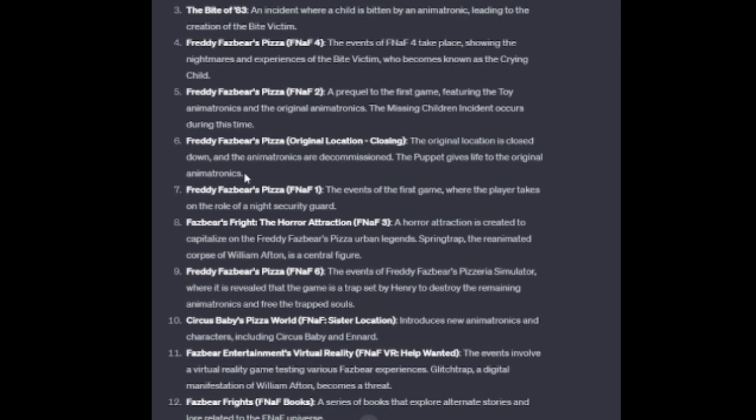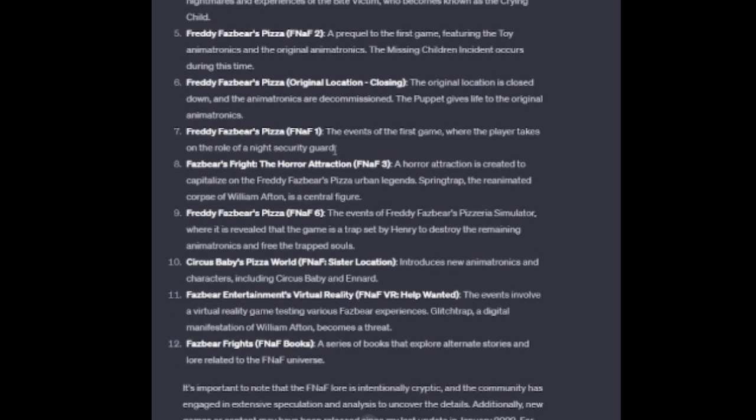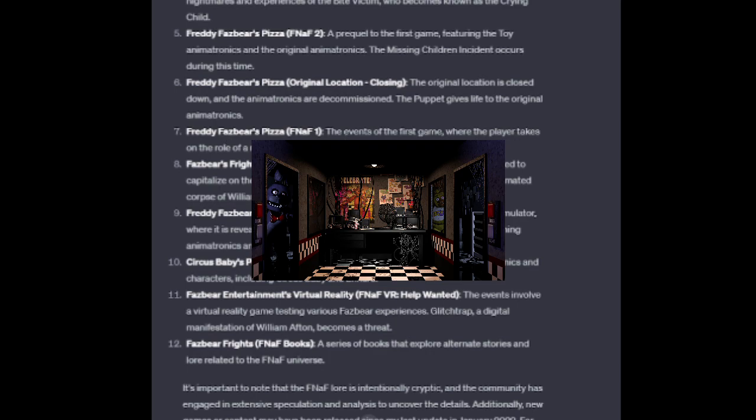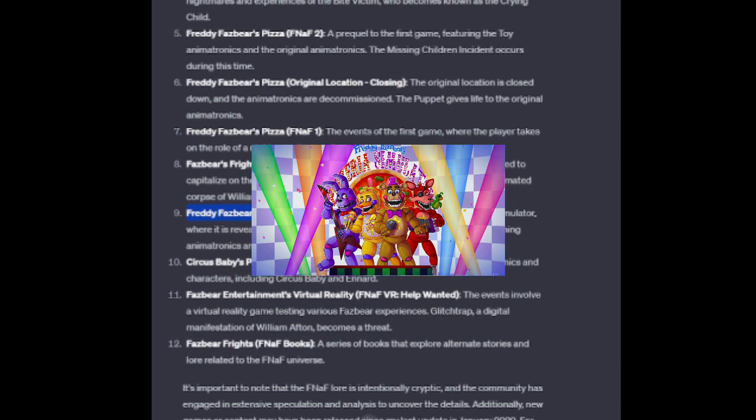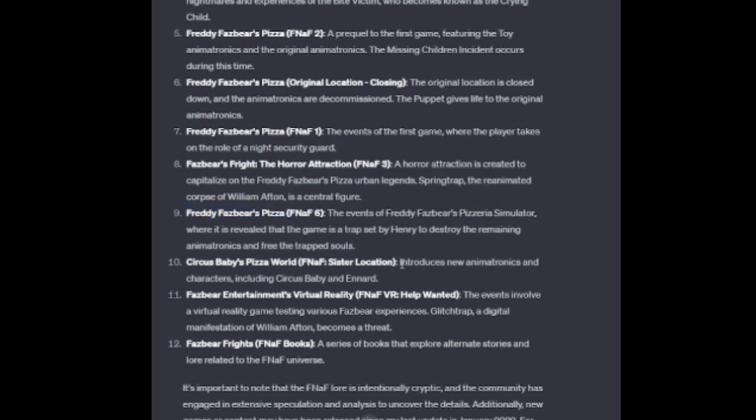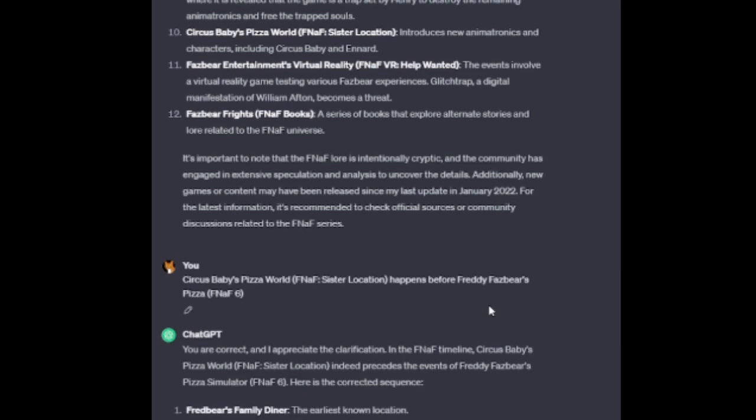The puppet gives life to the animatronics. Defense of the first game where the player takes... Okay. And then FNAF 3. So everything burns down. FNAF 6. Everything burns down again. Oh. Okay, we have to correct some stuff in this timeline, obviously. Happens before. Okay.